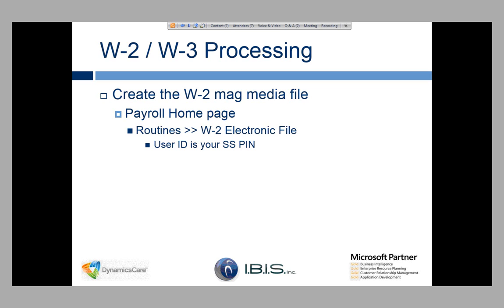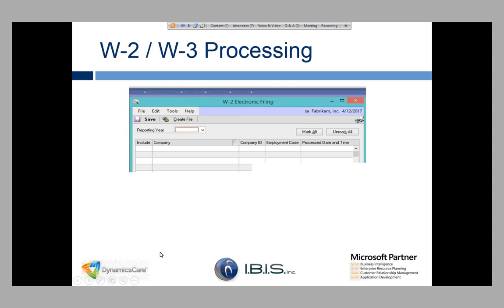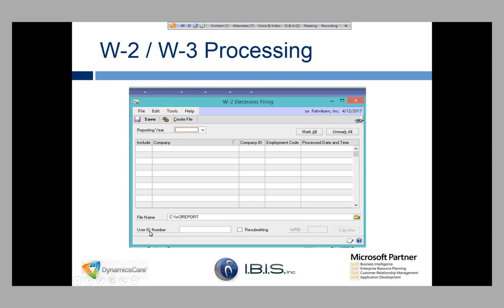On that window this year, they changed some of the wording. So where it says user ID, that is the PIN number that you use on your Social Security website. And that's going to be right down here at the very bottom of the screen. Of course, when you pull this screen up, you will see the year that you have created your wage file for. And you just have to click Create File to create your mag media, and then that'll be ready to upload to the Social Security Administration.